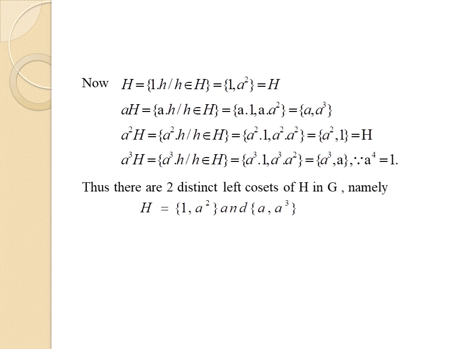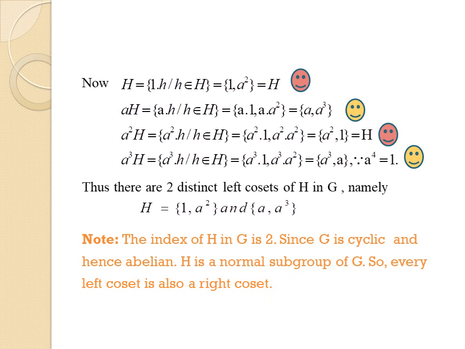At last, look at the above results. {a, a³} is repeating two times. We want to take it only once, and H also we are getting two times, so we take it only once. So the two left cosets of H in G are {1, a²} and {a, a³}. The index of H in G is 2. Since G is cyclic and hence abelian, H is a normal subgroup of G. So every left coset is also a right coset.